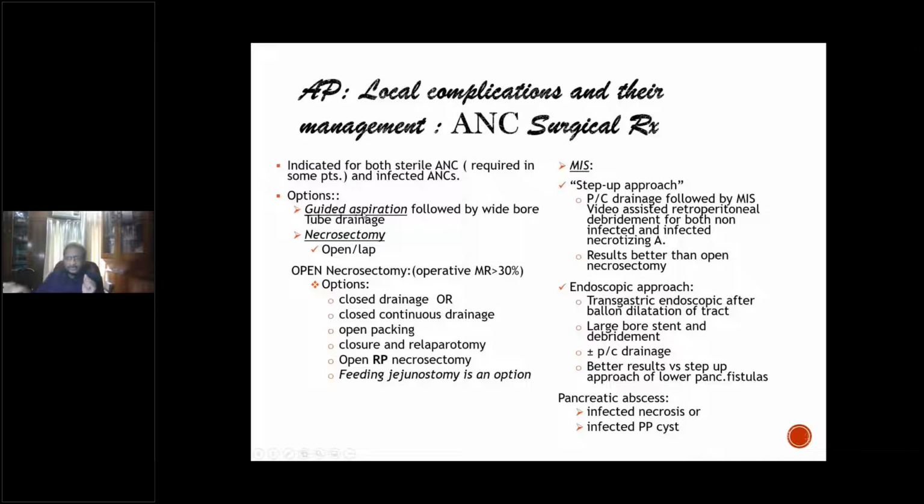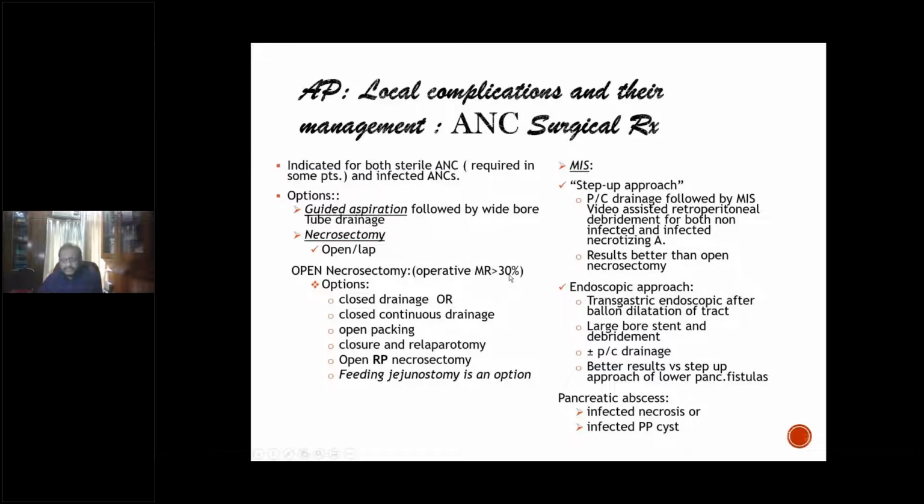So you aspirate and put in a wide bore so it keeps draining. Or you can do a necrosectomy. Necrosectomy basically means remove the necrotic part, either by an open method, open necrosectomy, or a laparoscopic necrosectomy. So remember, infected acute pancreatic necrosis within the first 4 weeks requires intervention only if there is infection, and then that becomes a major problem.